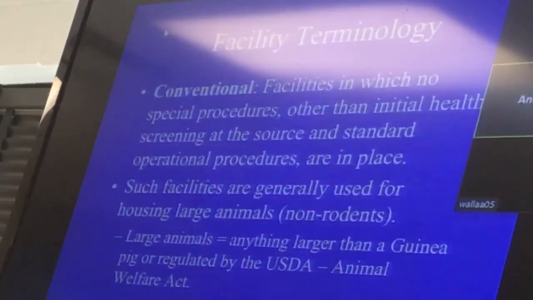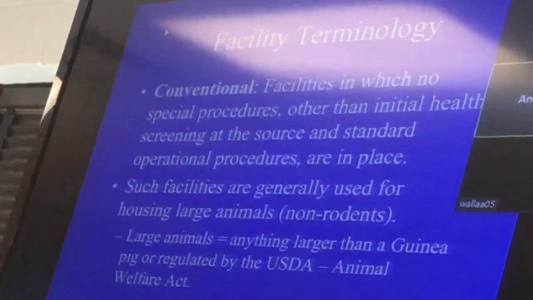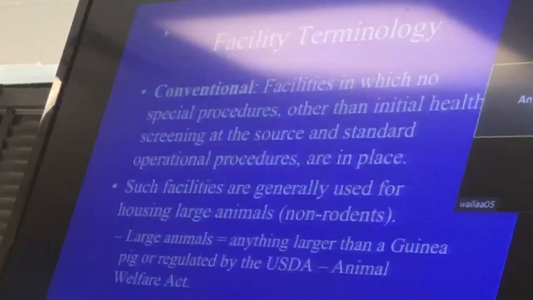You're aware, you take measures to evaluate the health of the animals that may be coming into your facility, but you really aren't doing anything to prevent transmission of disease within the area, anything extraordinary. So that's what a conventional facility is.